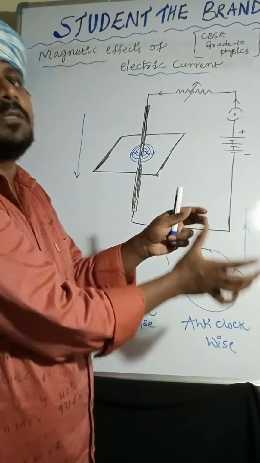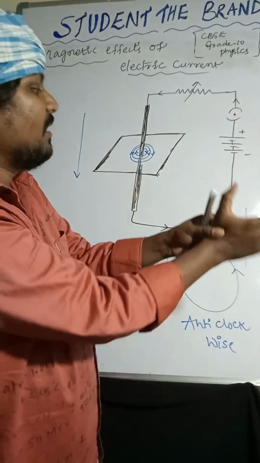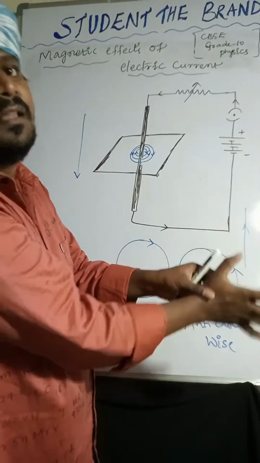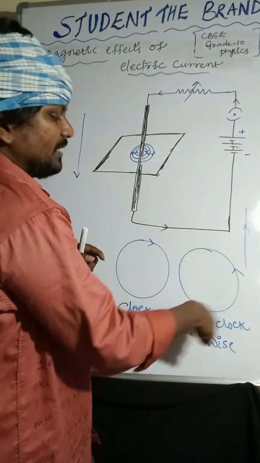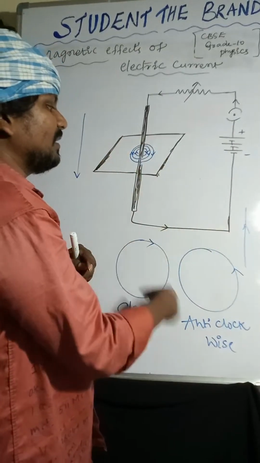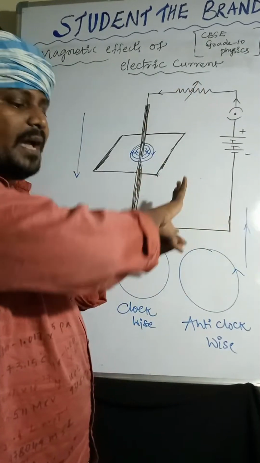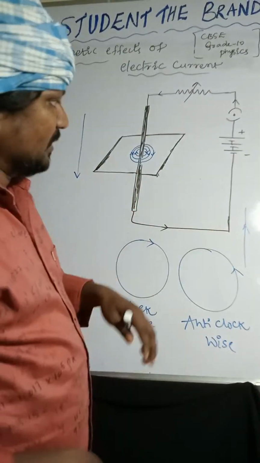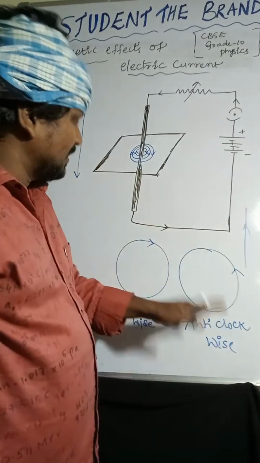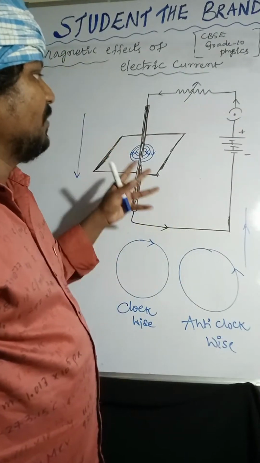So if the current is passing in the upward direction, the magnetic field around the conductor will be in the anti-clockwise direction. If the current is passing downward, the magnetic field around the conductor will be in the clockwise direction. Okay, so that is about clockwise and anti-clockwise direction, right? So about magnetic field we are discussing.